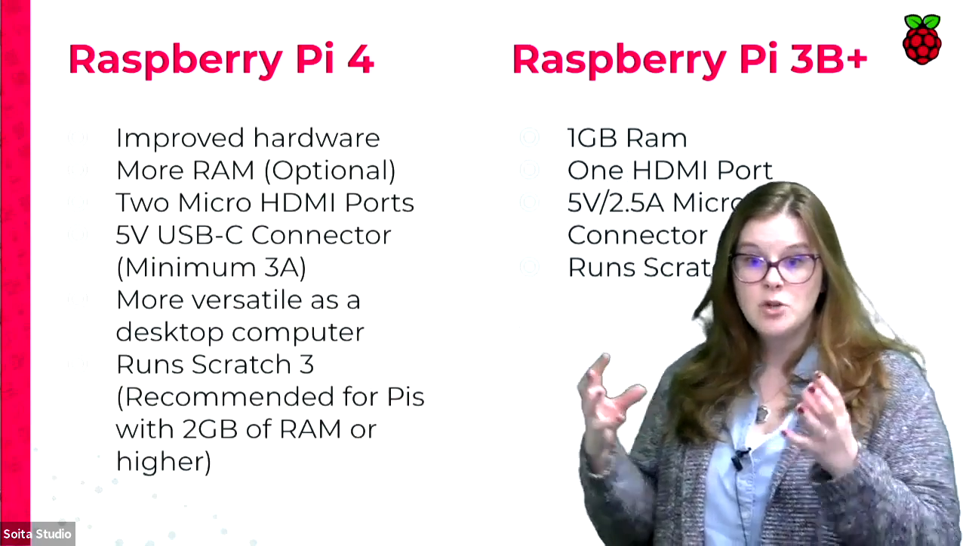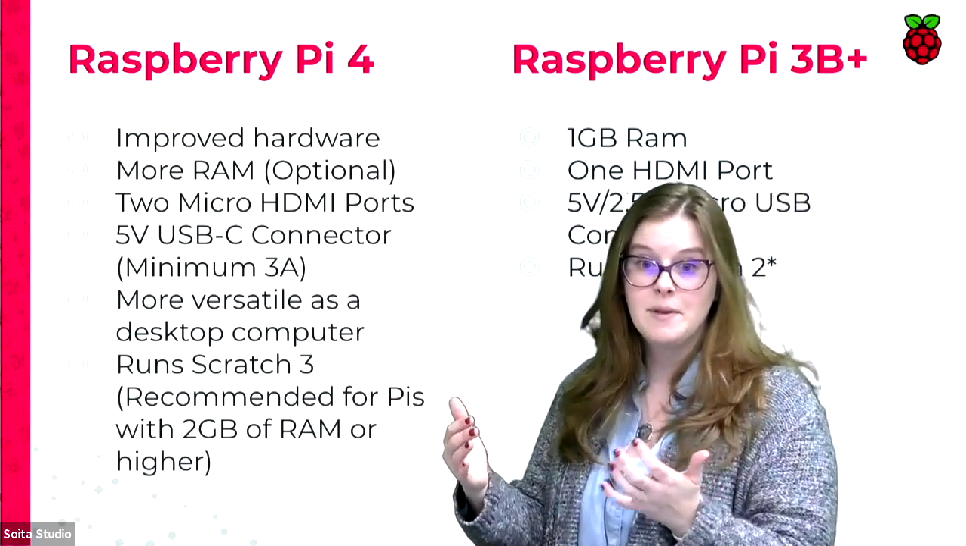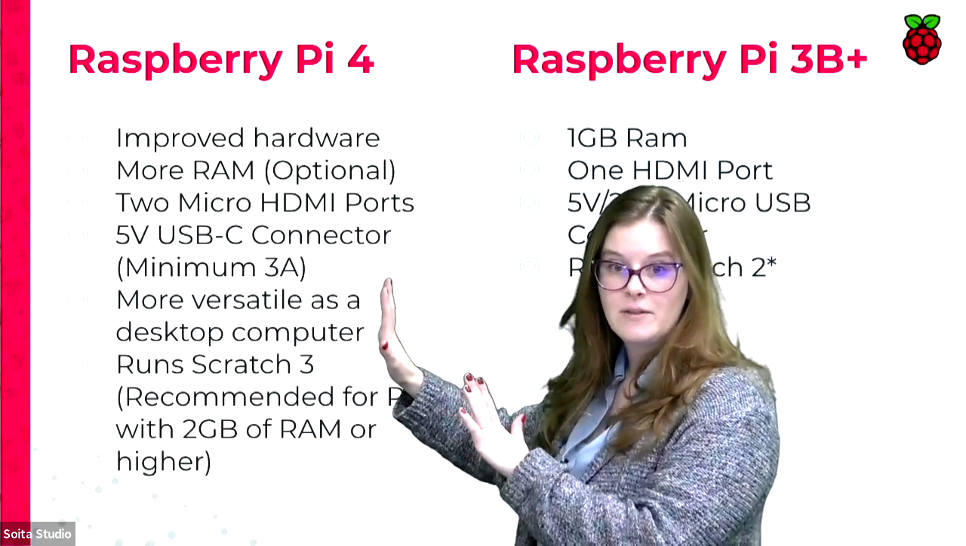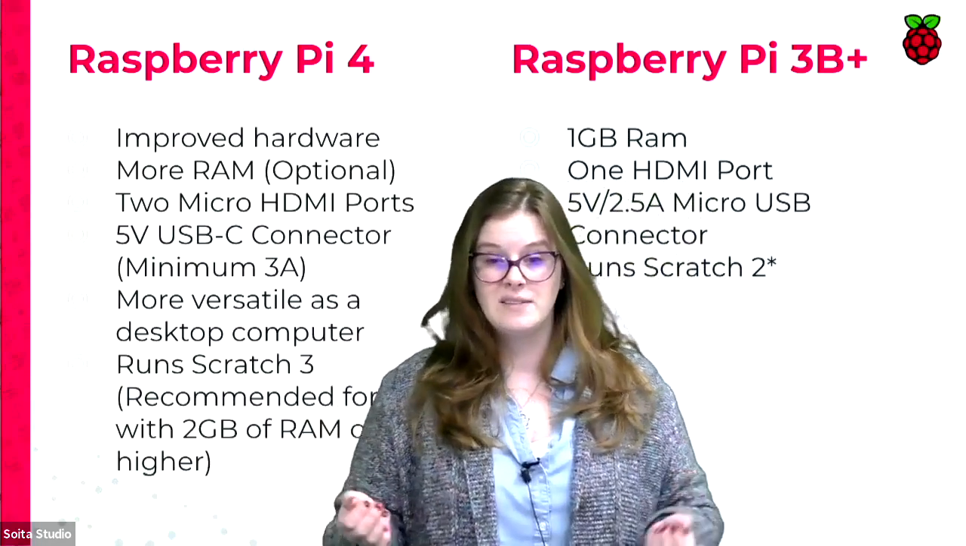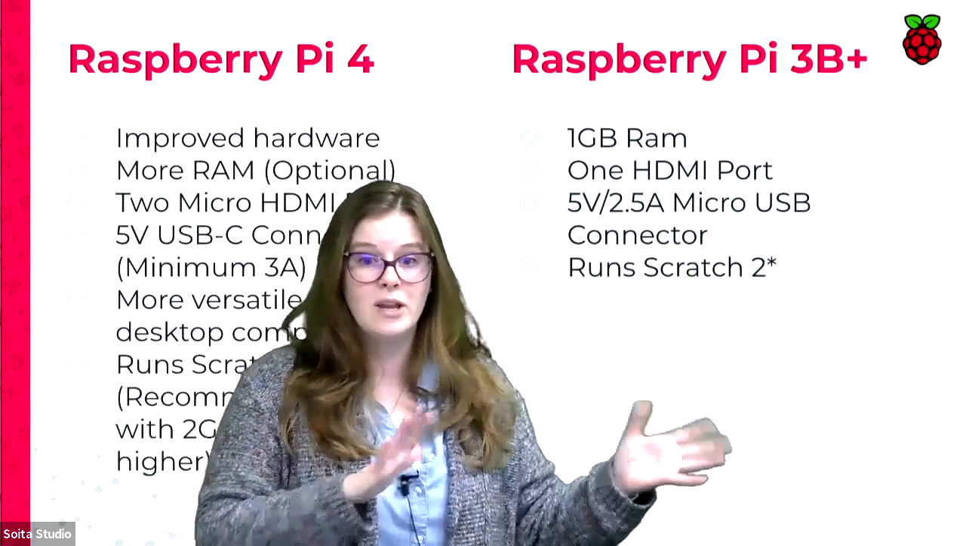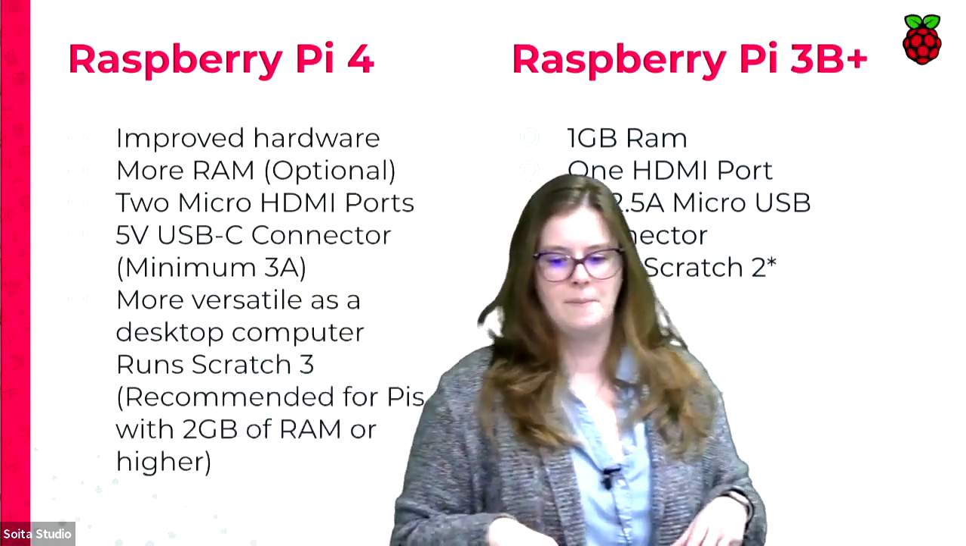But if you're looking for something to use as really more as a desktop computer, I would definitely recommend the Raspberry Pi 4. If you're just wanting to get into physical computing, you already have some 3B Pluses. Those are great. You don't need to upgrade. They still work great, okay?